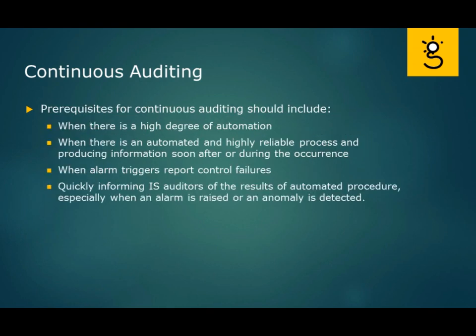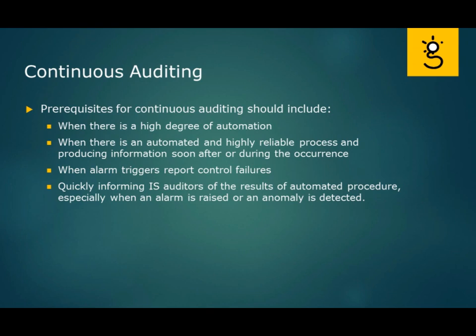Some prerequisites exist for continuous auditing. They should include things like putting it on whenever there's a high degree of automation. In other words, continuous auditing is not something we're going to do on a control that may be very rarely used, or may have a lot of manual intervention. But if it has a high degree of automation, continuous auditing is good because, think about it, if it's got a lot of automation, that means not a lot of hands-on. And without a lot of hands-on, you don't have people looking at it all the time. So by continuously auditing it, we can look at the logs and observe the processes and look for signs of problems.